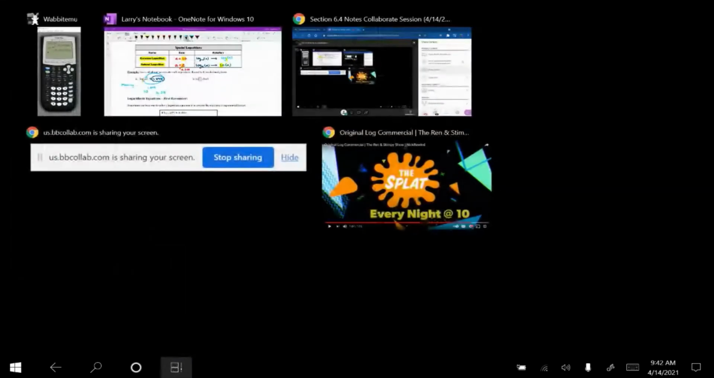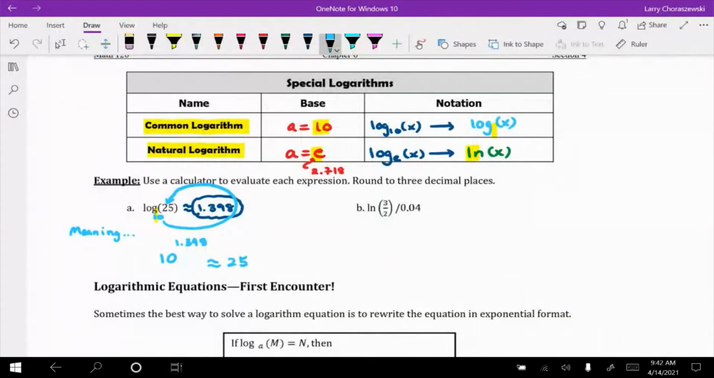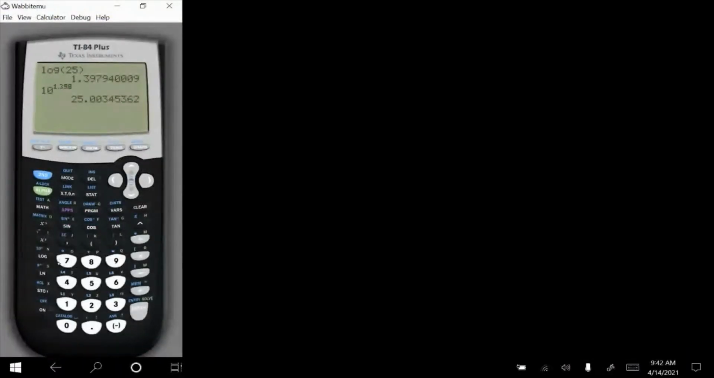Okay. The next one that we want to type in is the natural log, or logarithm natural, of 3 over 2 divided by 0.4. I included this one because there's some common mistakes that happen when typing in the logarithms, and I'd like to address that. The LN button is to the left of your 4 key, directly underneath the log button. Let's press LN, and we'll type in 3 over 2.